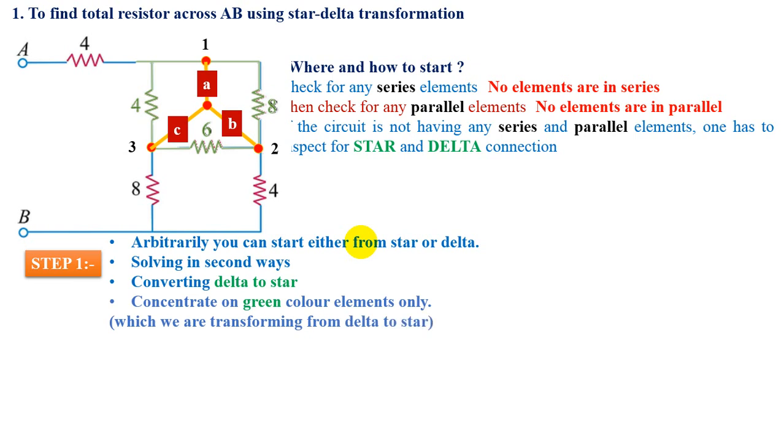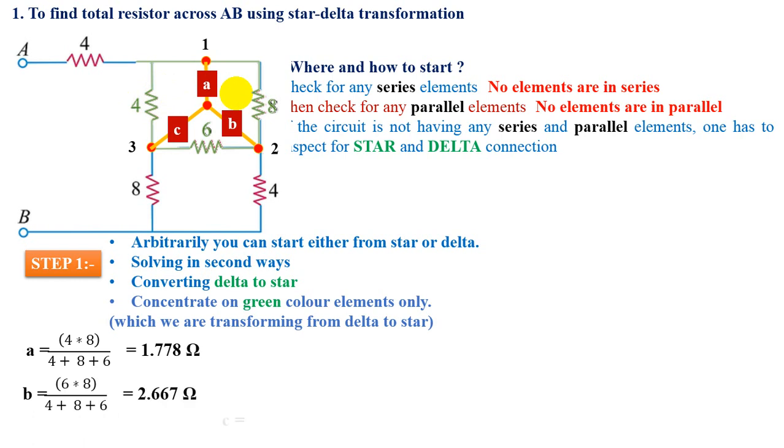So concentrate on the green color elements, right? The formula for A is, now A, in the previous video I hope you have understood how we use a shortcut to solve. So A is connected between which of the green elements? 4 and 8. So the formula is 4 into 8 divided by 4 plus 8 plus 6, right? And the answer is 1.778. And similarly for B and similarly for C, right?